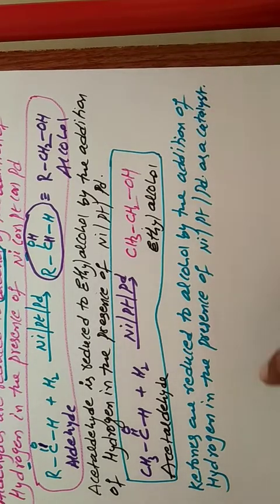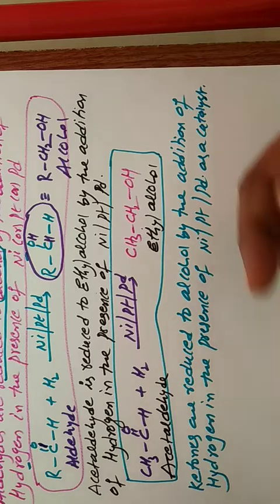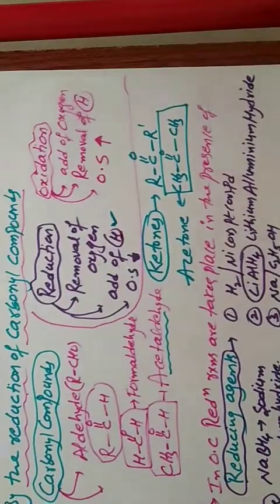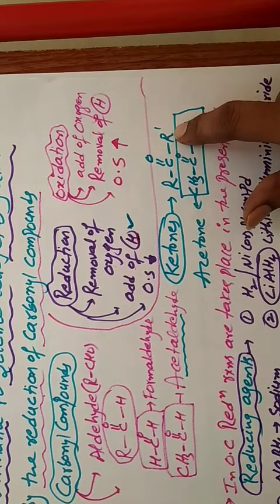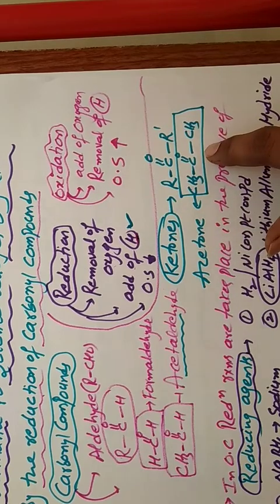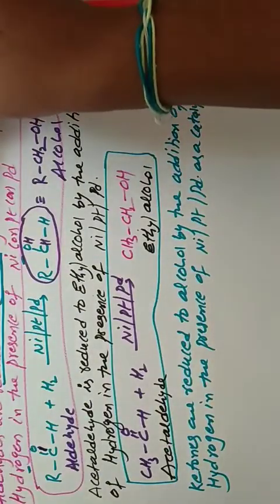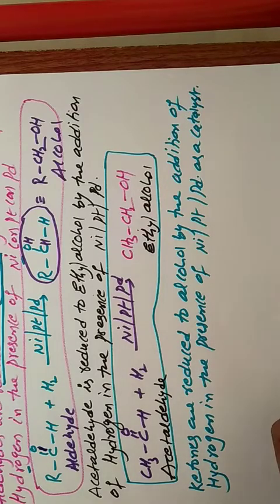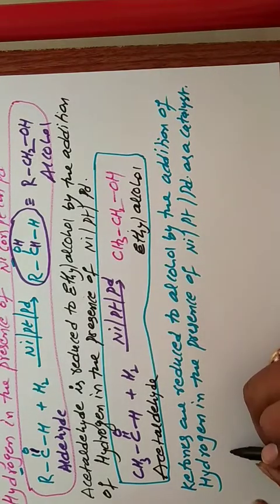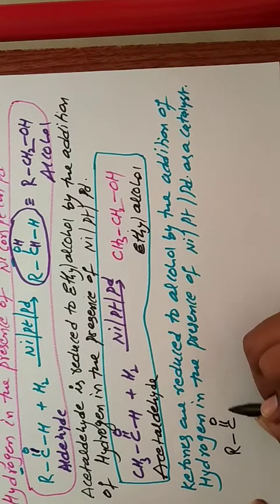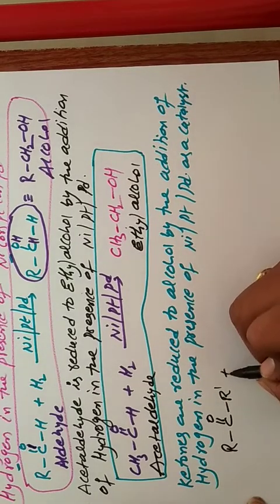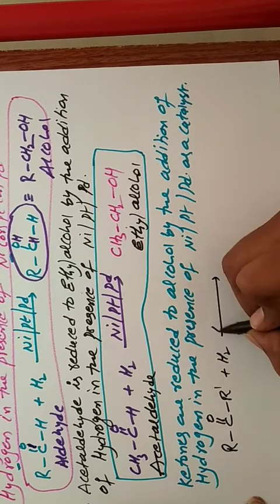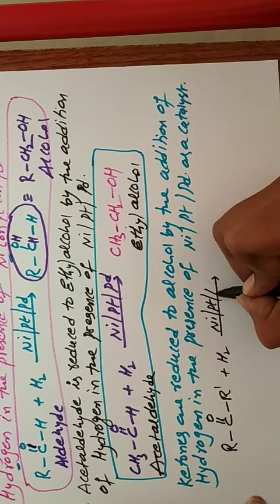Easy to understand. So what is the ketone general formula? Just now we discussed it. This is the ketone general formula: R bond C double bond O bond R dash. Example, acetone. So now we discuss the reaction. The ketone general formula R-C=O-R', we add hydrogen gas in the presence of nickel or platinum or palladium.